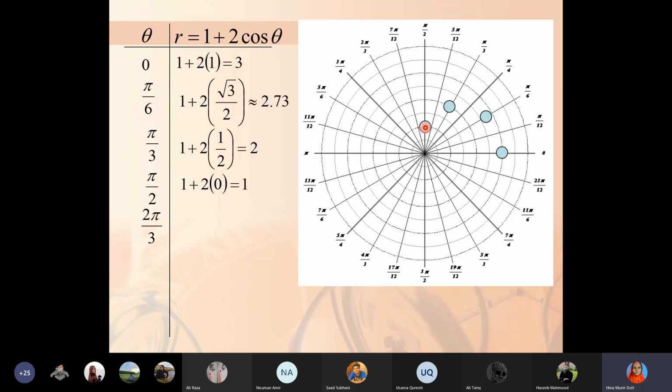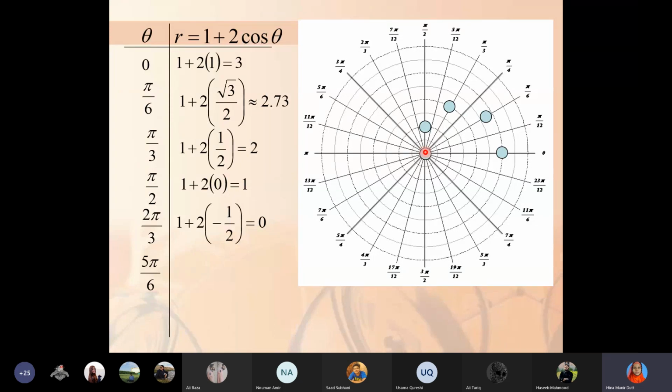When theta is 2 pi by 3, r is 0. 2 pi by 3 means this is the pole. When r is 0, it is always the pole. Whatever the angle is, this point represents the pole.